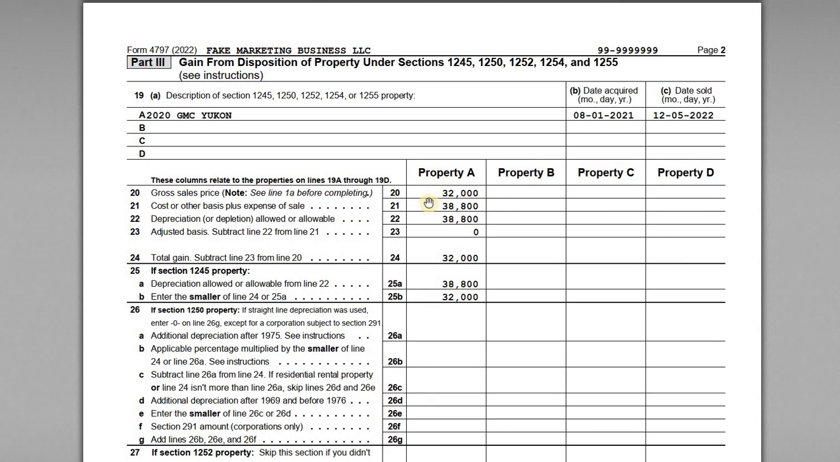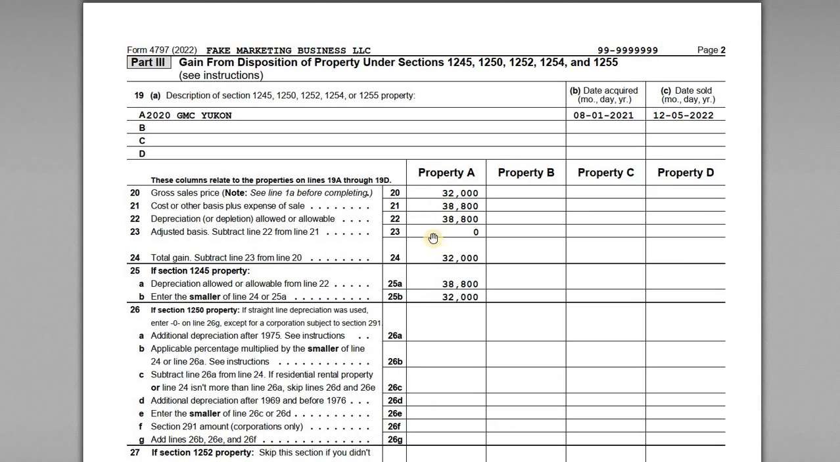So on line 20, notice here the gross sale price. Now in our fact pattern, the gross sale price was $40,000. That's what it was actually sold for. But remember, we are apportioning out the piece that is actually attributed to the business use. So 80% of $40K is the $32,000. We have our business use cost portion, which was $38,800.